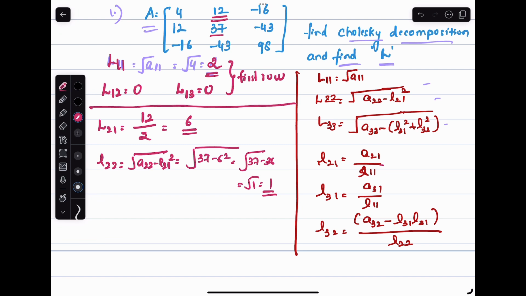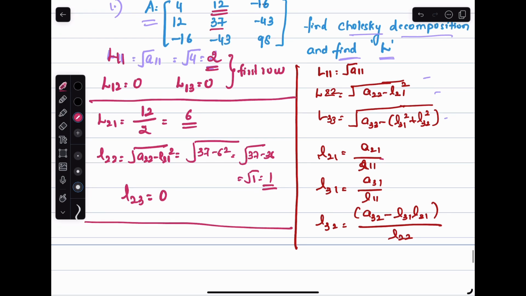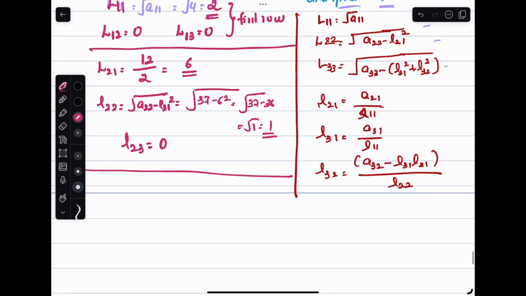So I have got the second element. Now the third element obviously will be equal to 0. We don't have a formula for it, so let us directly assume it is equal to 0. Now we are going to find the third row. The first element will be L31, so it is A31 divided by L11, right? The numbers will be minus 16 divided by 2, and it is minus 8.